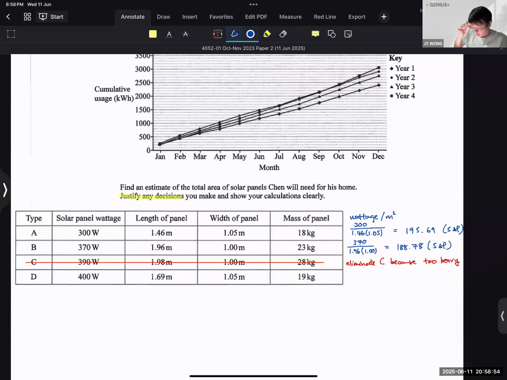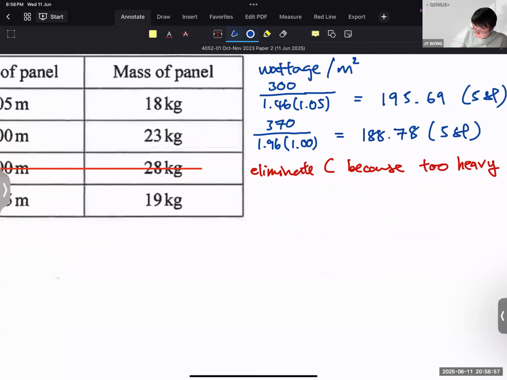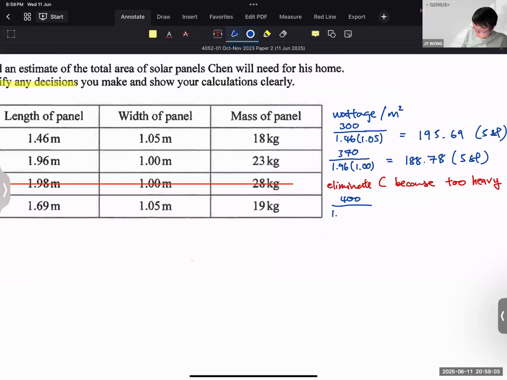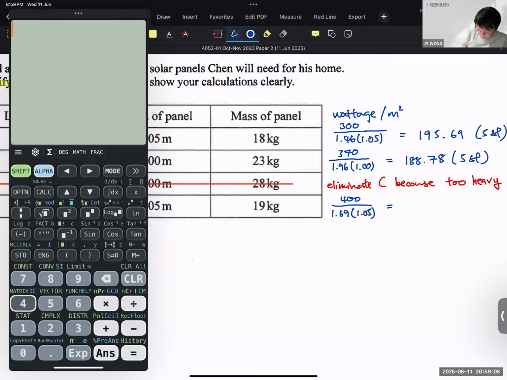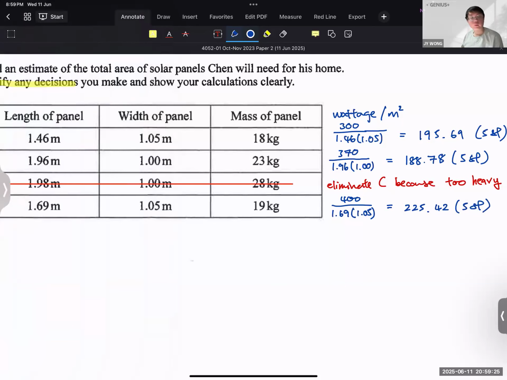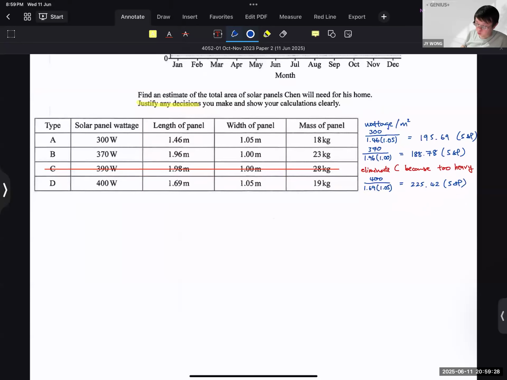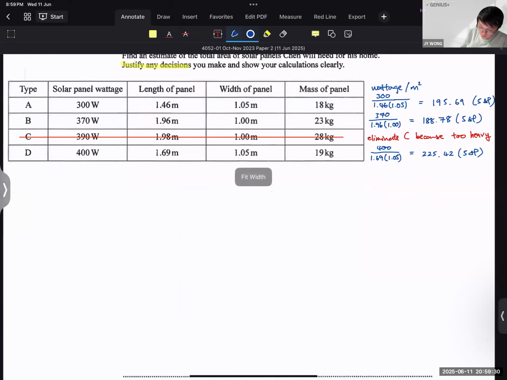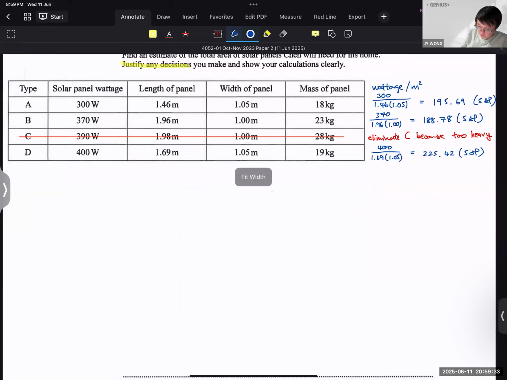Right? Then type D, voltage per area, so 400 divided by 1.69 times 1.05. 245.42 in 5SF. And therefore, very clearly, who is the winner here? Choose. You need to say this specifically.